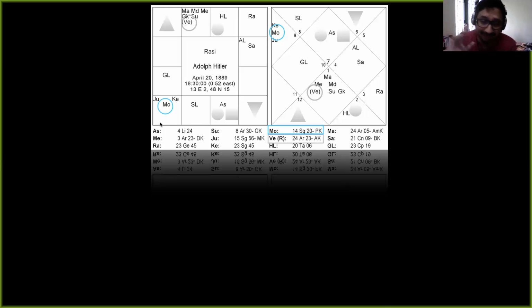And how did Hitler write? He had to write in isolation, which is what Ketu indicated. He was arrested and then he had to write his book Mein Kampf, which is about my struggle. We'll analyze that in much more depth in another slide. But this is the biggest thing: he was always thinking about war.